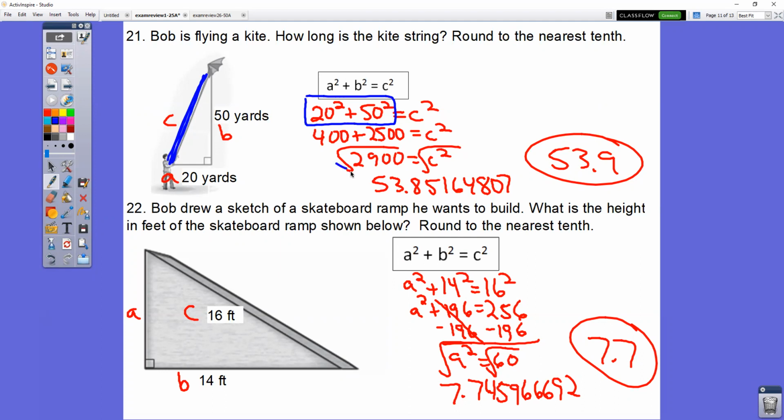The last step in every question is to take the square root. So the square root of 2,900 is 53.9 when you round to the nearest 10th.